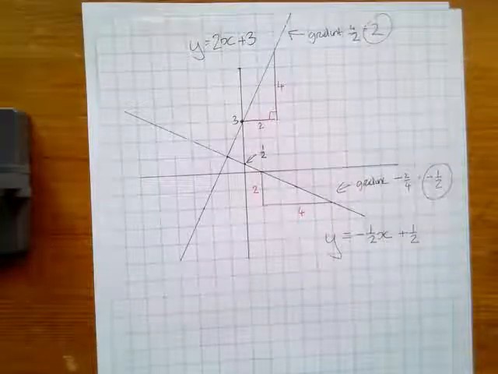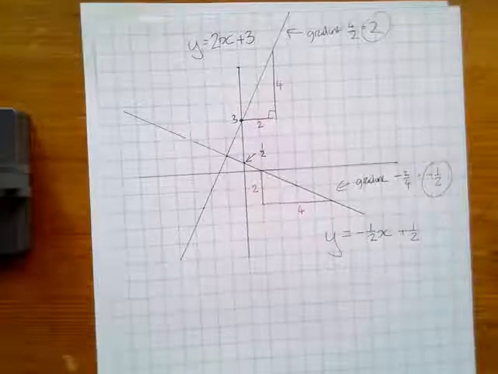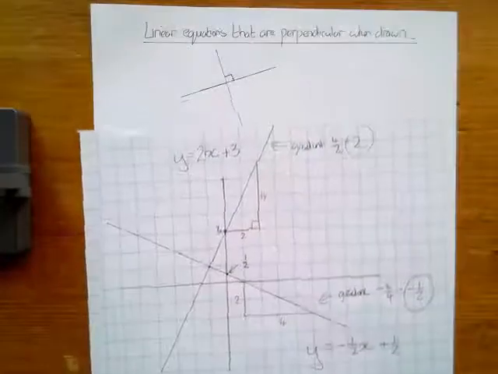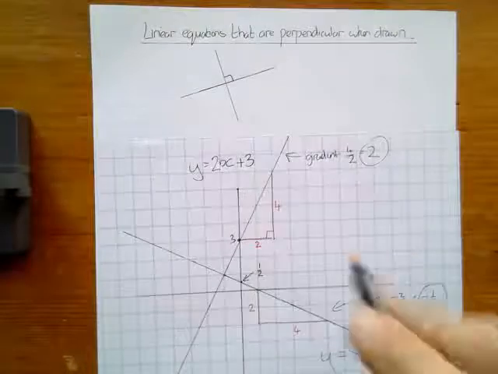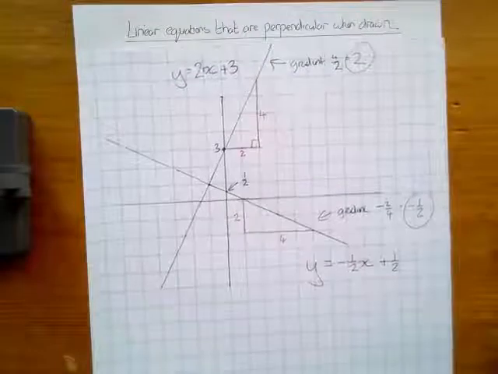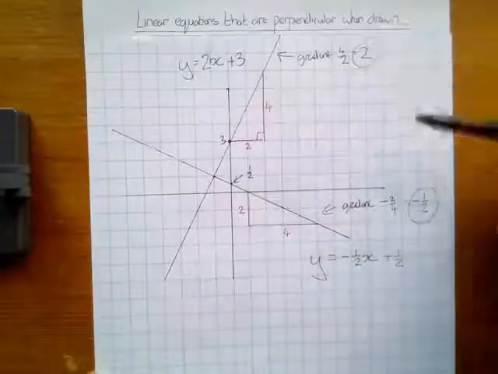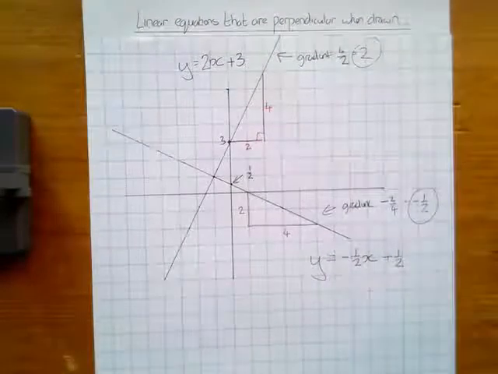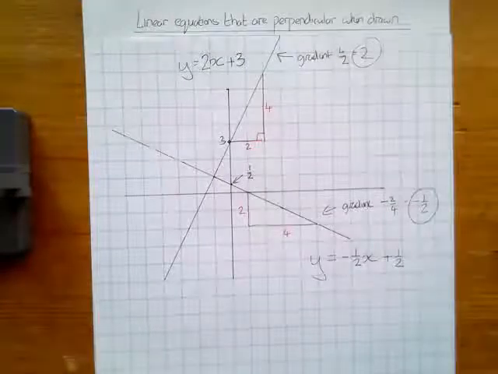One thing's guaranteed. If you want lines that are perpendicular to one another, one of them is going to be going uphill and one of them is going to be going downhill. Otherwise they're not going to be perpendicular to one another. So you will always have different signs for the two lines, like so.